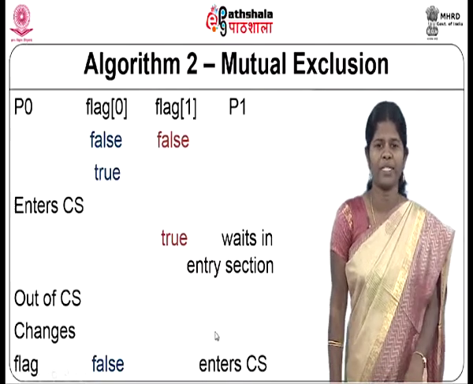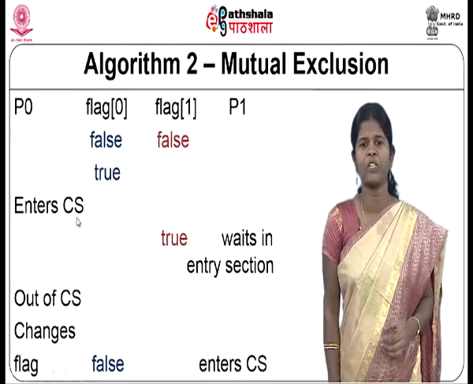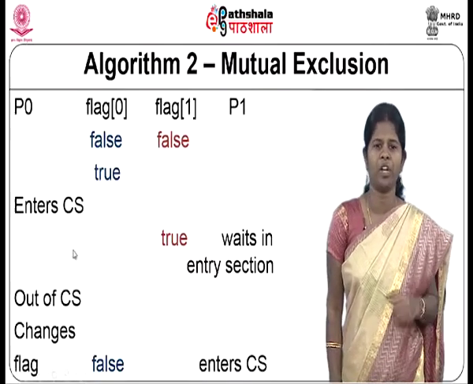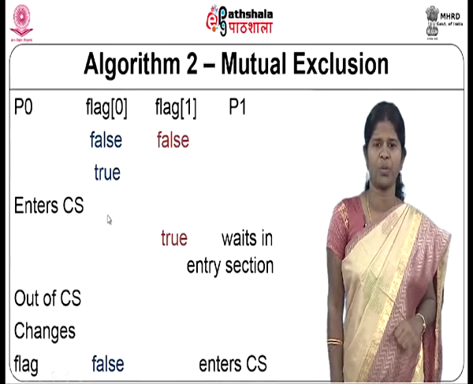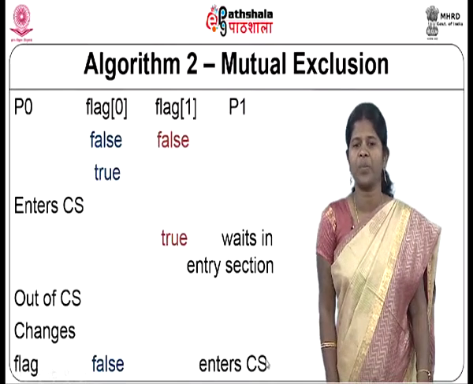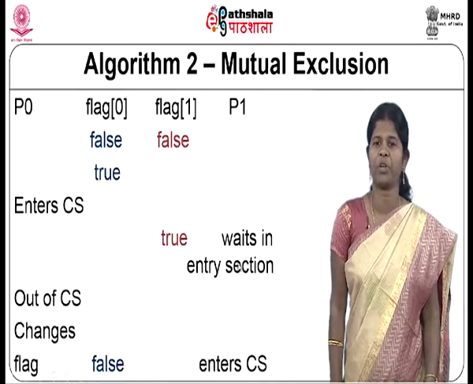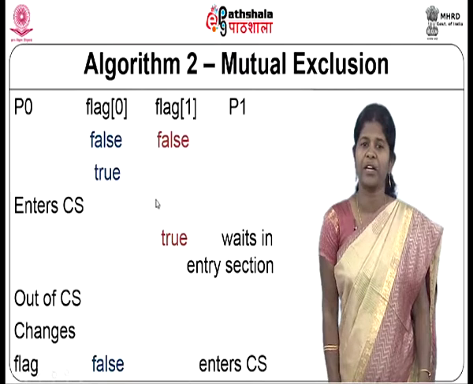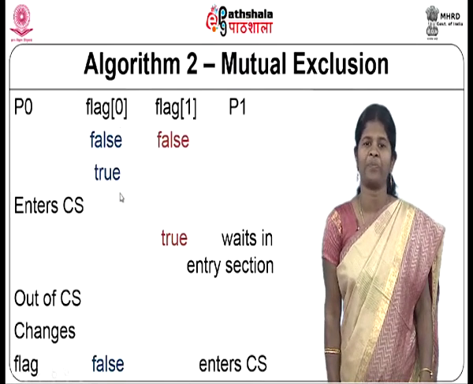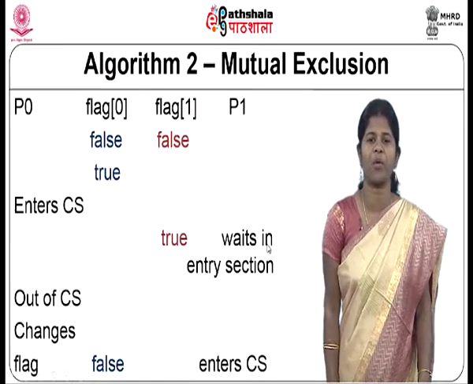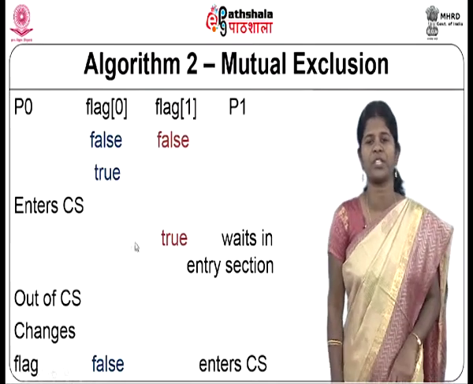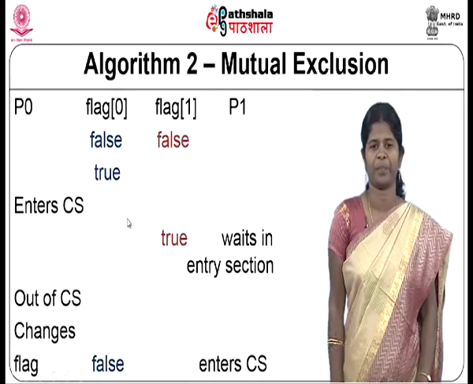So now we see that when one process is in the critical section, say when P0 is in the critical section, its flag is set to true, and the other process will not enter its critical section because the other process will check this process's flag, and as long as this process's flag is true, it will keep on waiting, and hence mutual exclusion is satisfied in this algorithm.